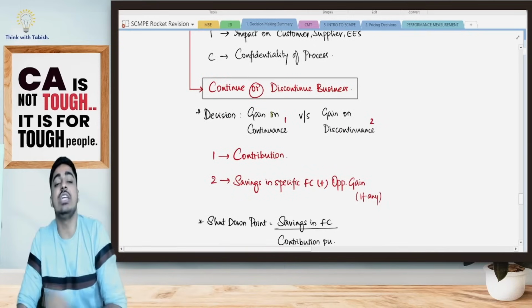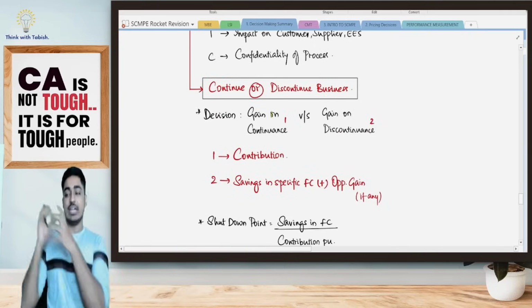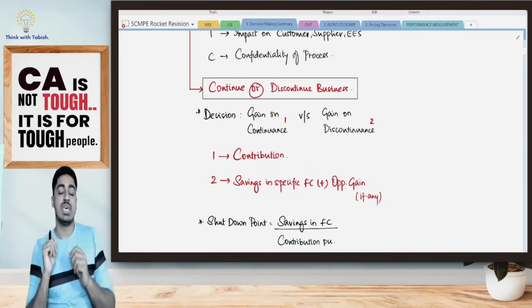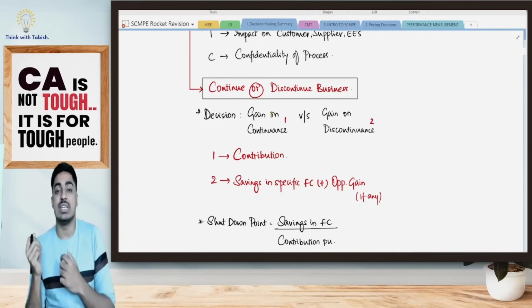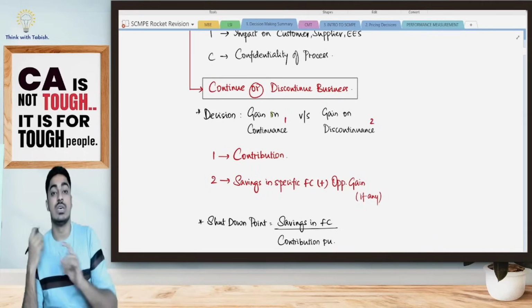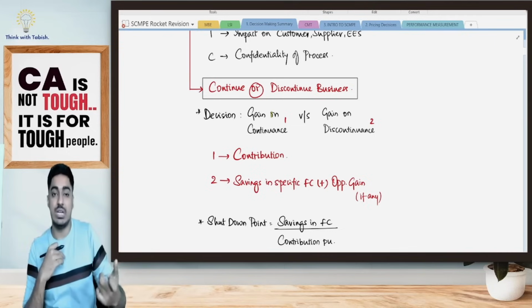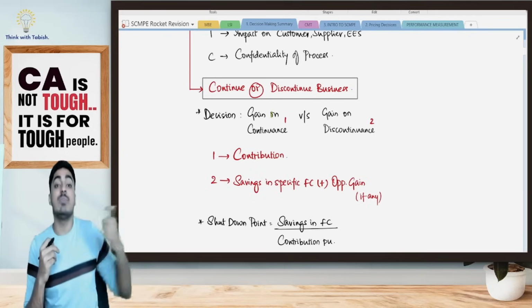Finally, we have our continue or discontinue business. Should I continue my business? Should I discontinue my business? If I continue my business, what is the advantage? I'll be getting contribution by selling goods. If I discontinue my business, what is the advantage? Firstly, I'll be saving my fixed cost.